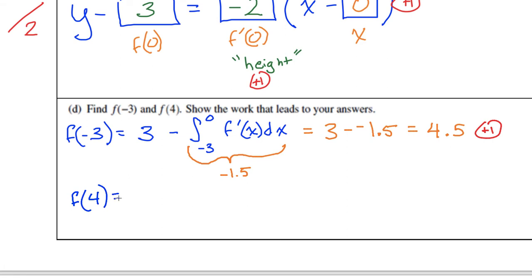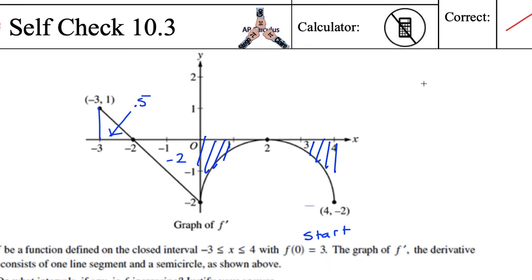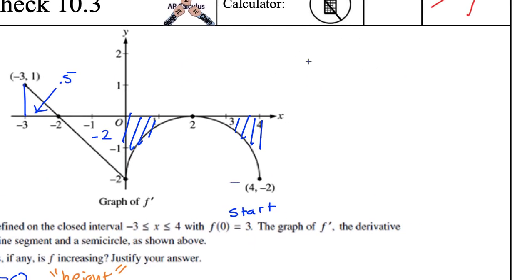F of 4, again, it's the start amount 3 plus now the integral from 0 to 4. There's no switching involved here, so it's just f prime of x dx. And what is the area between 0 and 4? And that's this. Again, you're finding this area right here, not the other area. I know I made this mistake a few times. So how do I find this area right here? Well, we've done it before, I think, in like a homework or a lesson. I don't remember where, but I definitely remember seeing this.